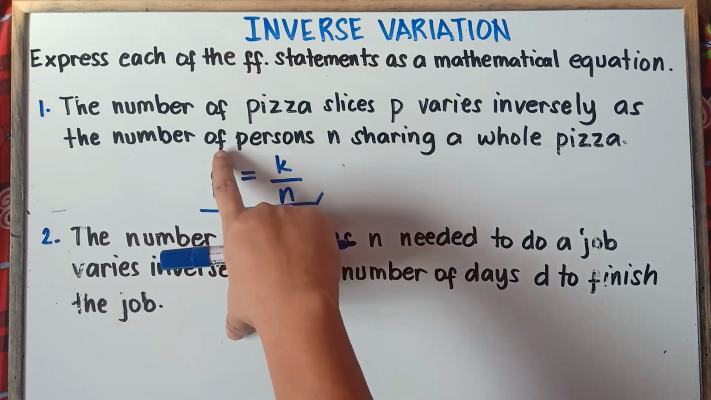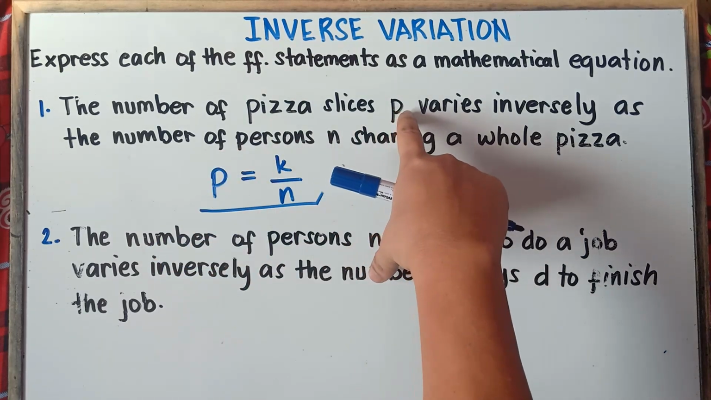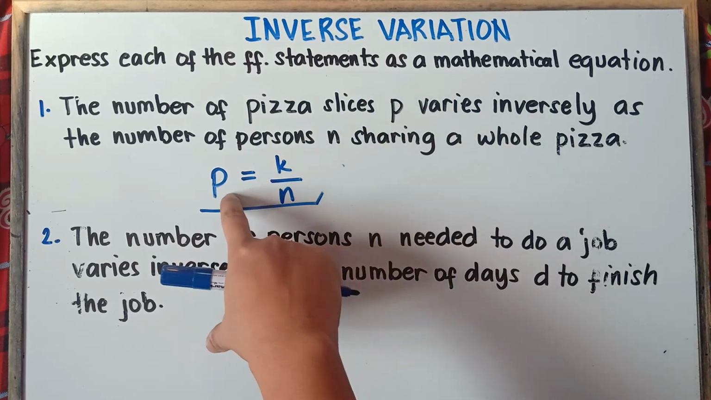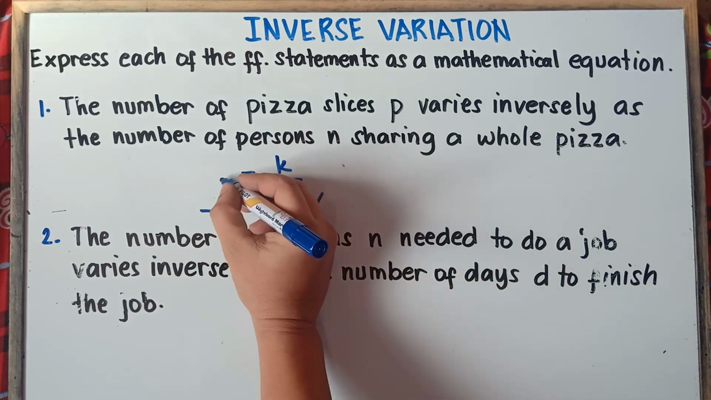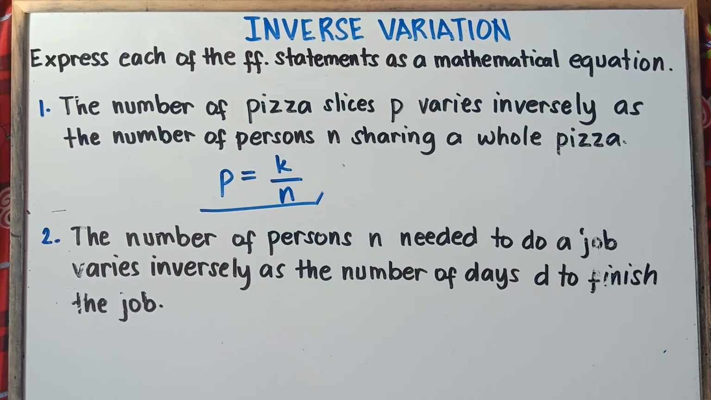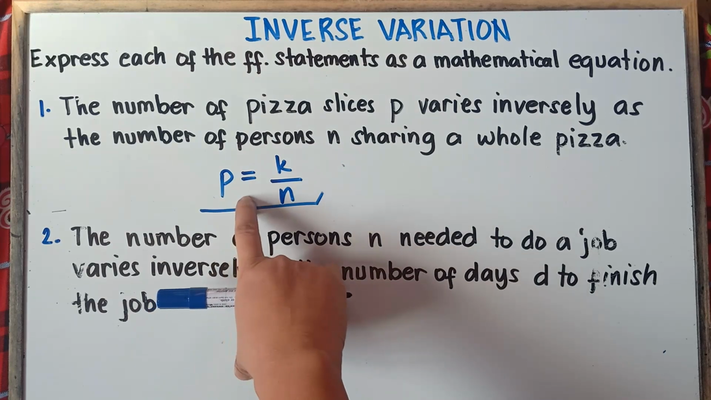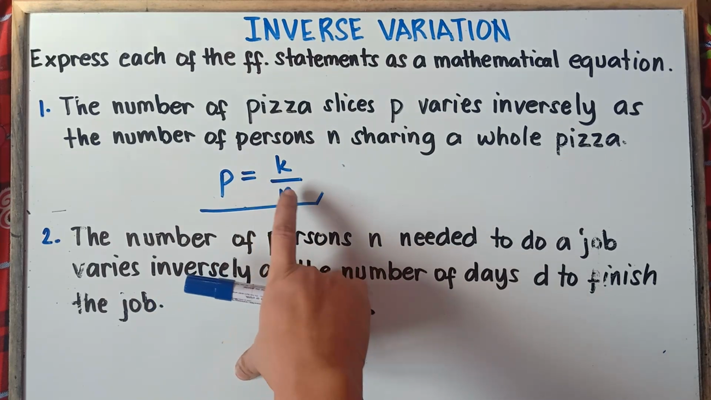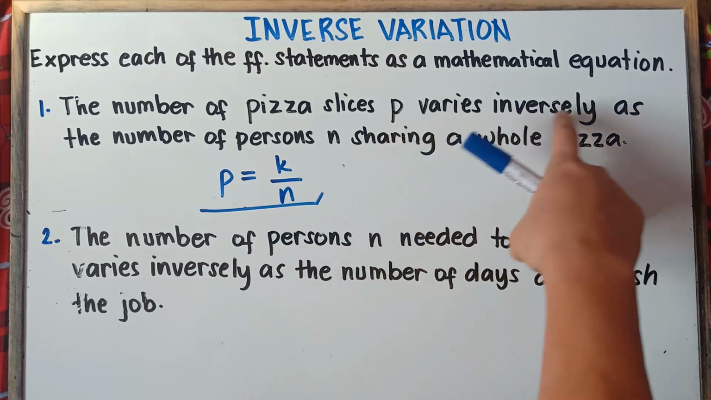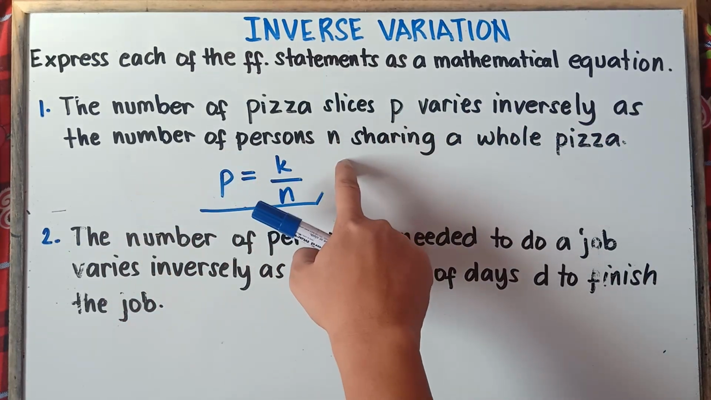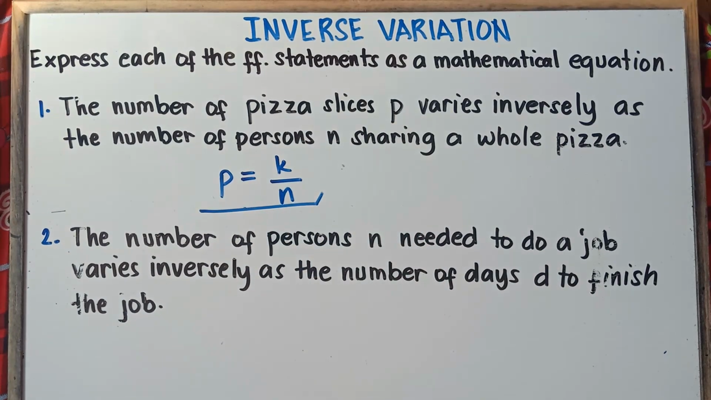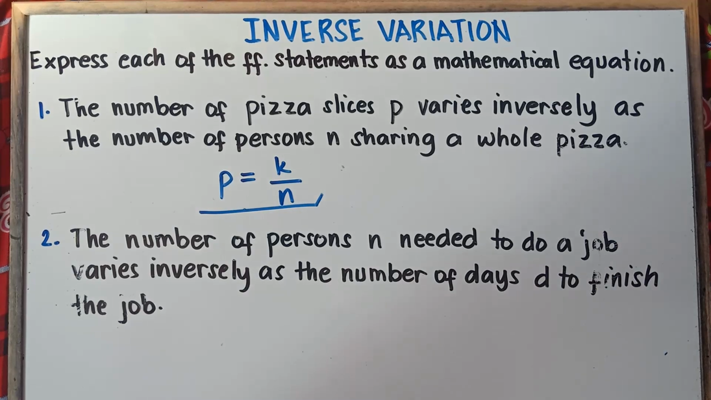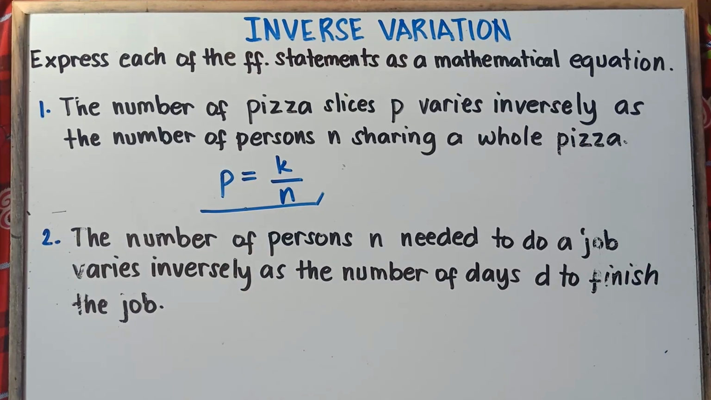Once again, class, this is small p. Do not forget, if you have capital P, use capital P; if you have small p, use small p. Always remember that, class. Be careful in writing the equation. So we have small p. P varies inversely as the number of persons N. So P varies inversely as N. That's it, class. That's the answer for number 1. Easy as that, class. Easy, right, for number 1?